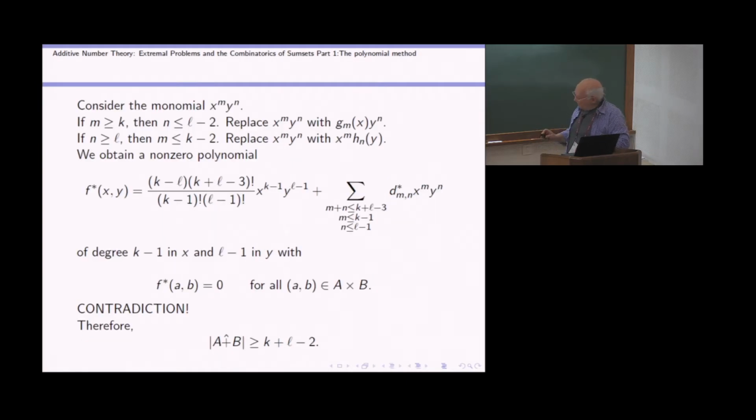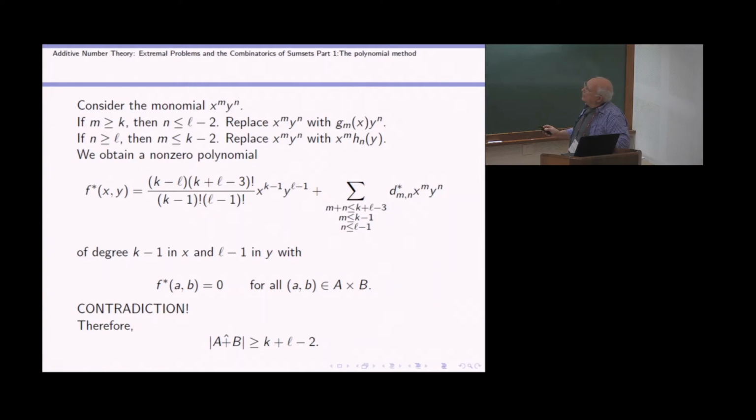So we do the replacement that we did before. When you have a monomial x to the m, y to the n, where m is at least k, you replace it with g sub m of x. When you have a monomial x to the m, y to the n, where n is big, greater than or equal to L, you replace y to the n with h sub n of y. Again, this is a polynomial in x of degree at most k minus 1. This is a polynomial in y of degree at most L minus 1.